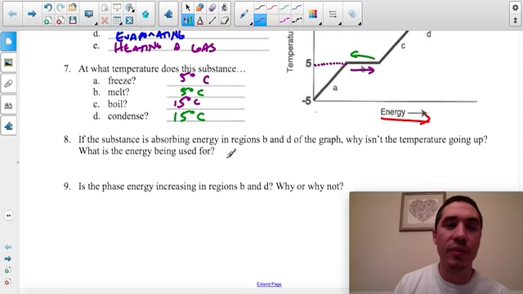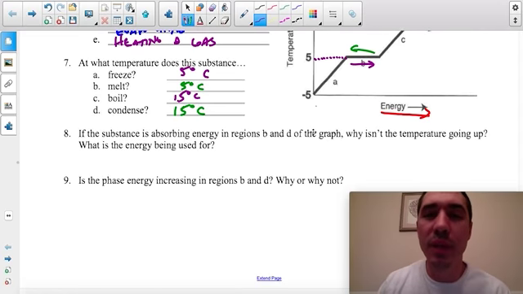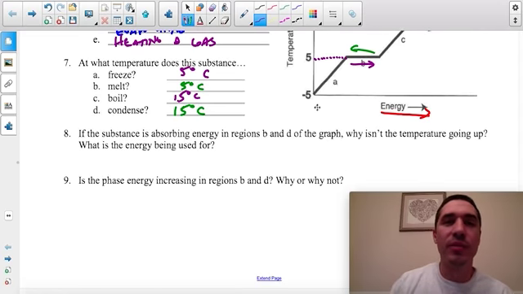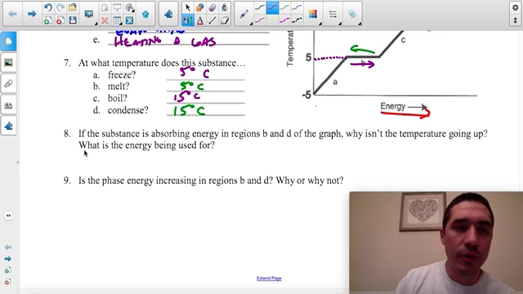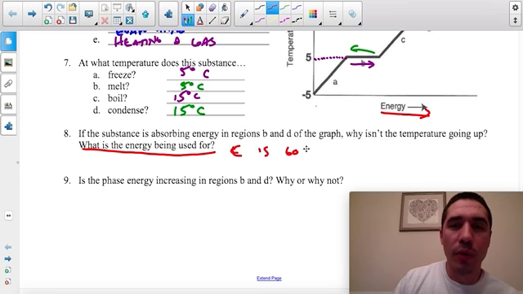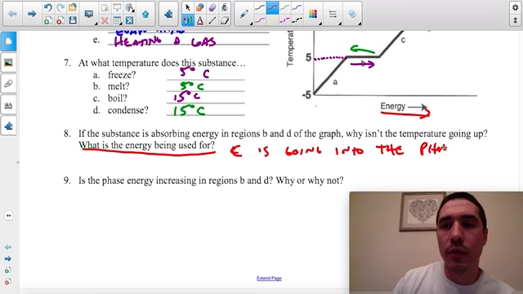Question 8, if the substance is absorbing energy in regions B and D of the graph, why isn't the temperature going up? Well, at region B, we're changing phase. So the energy is going into the phase account.